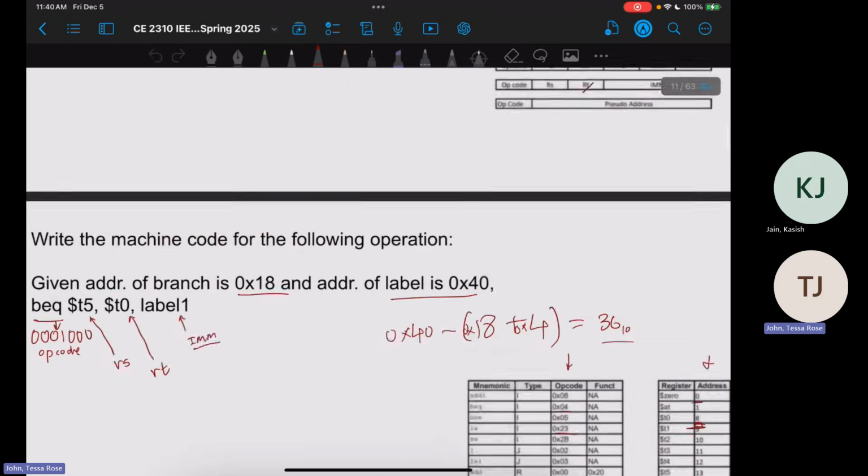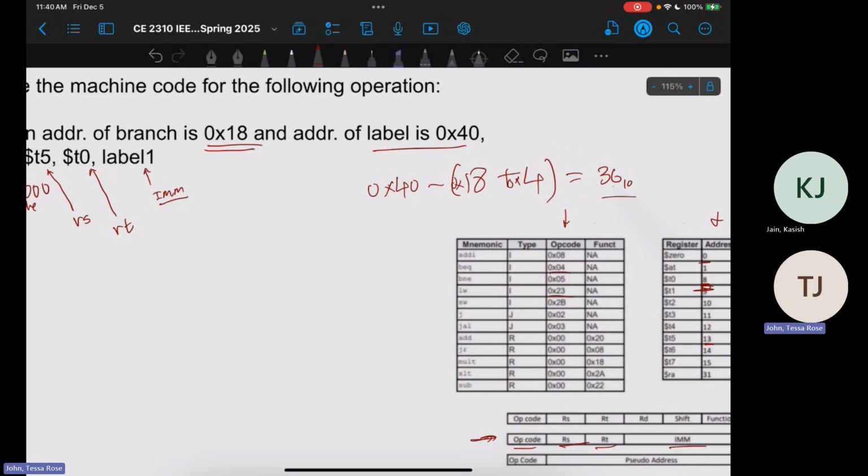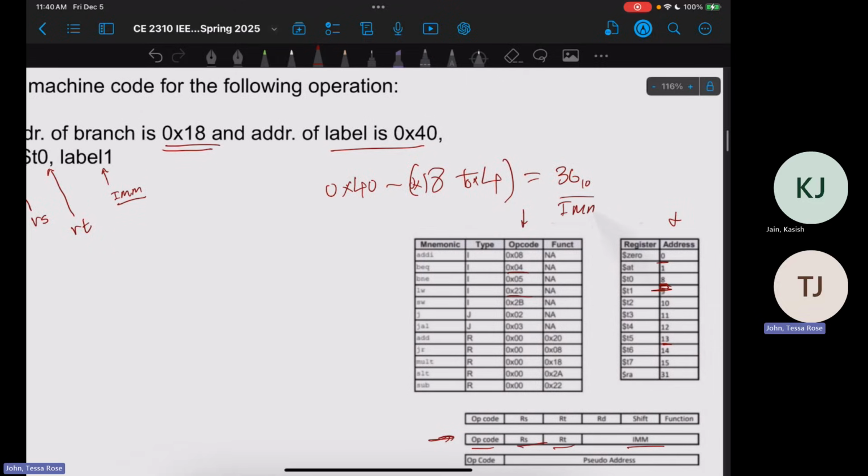And in the question, it would be given in hexadecimal, and you have to convert it into either binary or decimal, and you do the math. Okay? And for this question, it should be 36 in decimal. So this is our IMM, and we would convert this into binary.